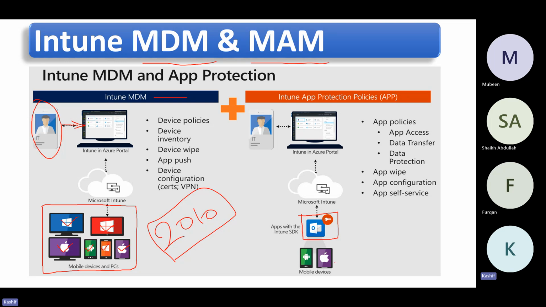So in device management, what you do all these things like device policies, device inventory, device wipe, application push, device configuration. Similarly, we have these things in application. So basically, we do managing of devices and managing of application inside devices from Intune. Okay, so these are the two major functionalities of Intune. There are other functionalities. We have many other things which we can do from Intune, but these are the major functionalities which you can do from Intune.